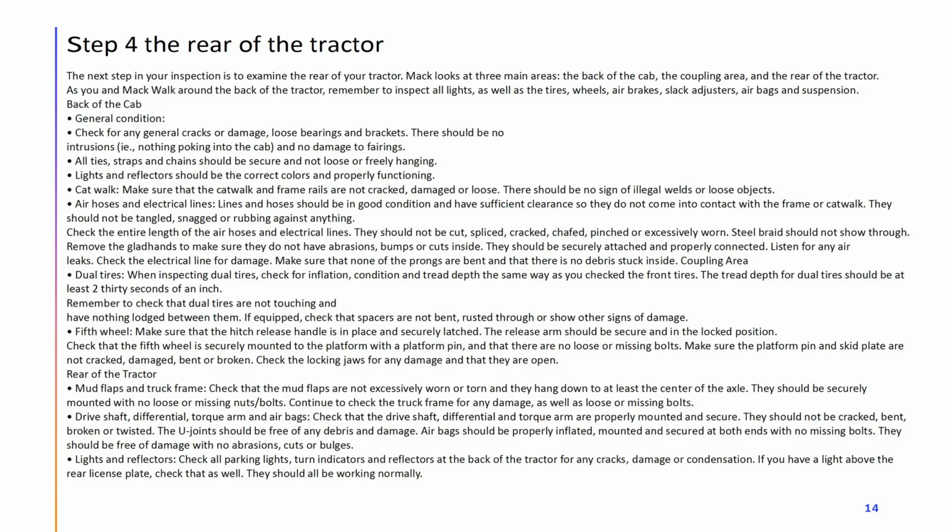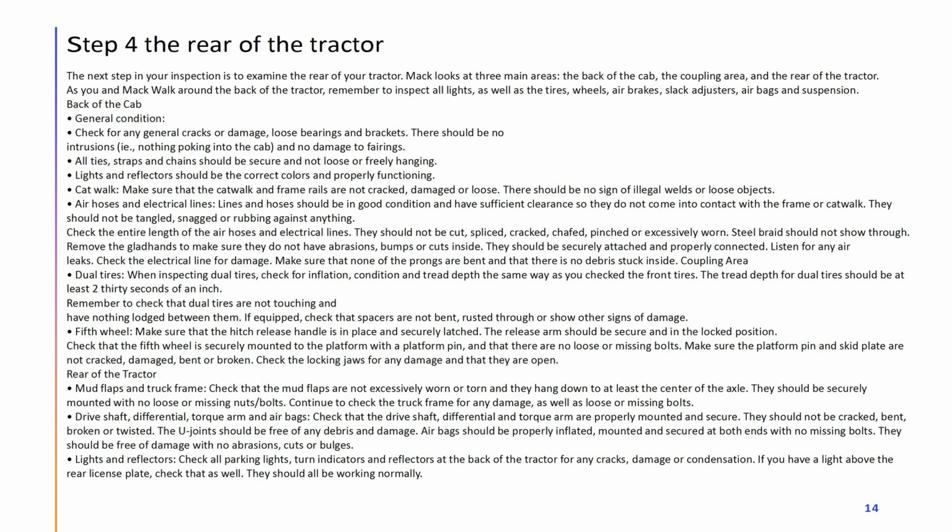Step 4. The rear of the tractor. The next step in your inspection is to examine the rear of your tractor. Mack looks at 3 main areas: the back of the cab, the coupling area, and the rear of the tractor. As you and Mack walk around the back of the tractor, remember to inspect all lights, as well as the tires, wheels, air brakes, slack adjusters, airbags, and suspension.